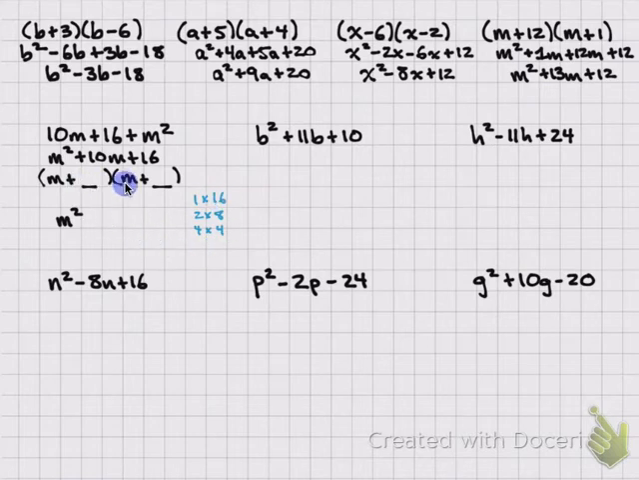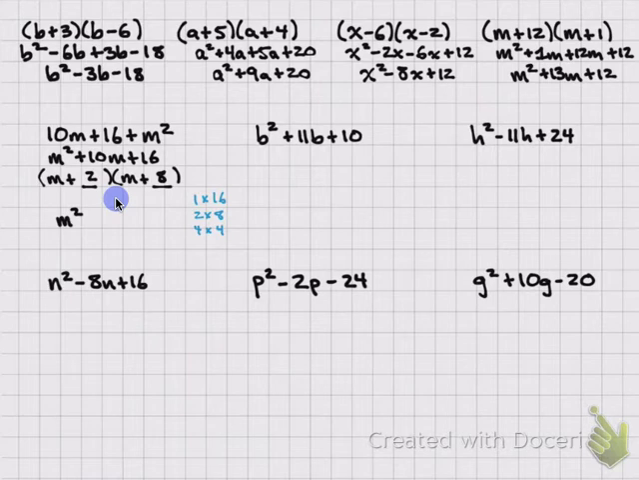Well, we need these two numbers to multiply to 16, but if we think about the middle two steps of when we multiply this out, we're going to have m times this number and another m times this number. And we need that to equal 10m. So these two numbers must add up to 10 and they must multiply to 16. And when I look over here, do I see any numbers that multiply to 16 and add to 10? Absolutely. 2 and 8. So I think that this polynomial right here is going to factor as m plus 2 times m plus 8.